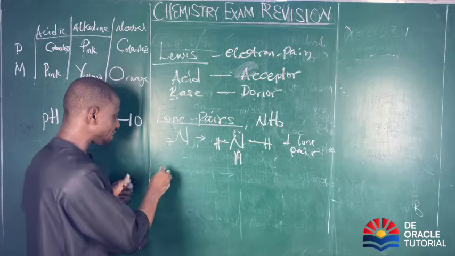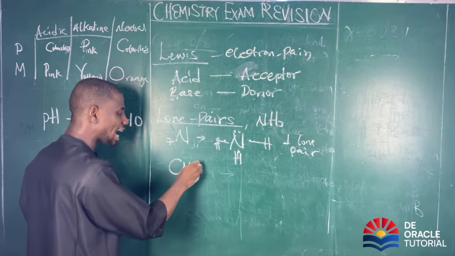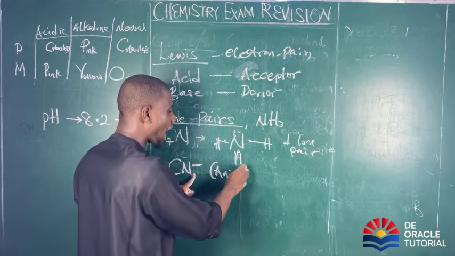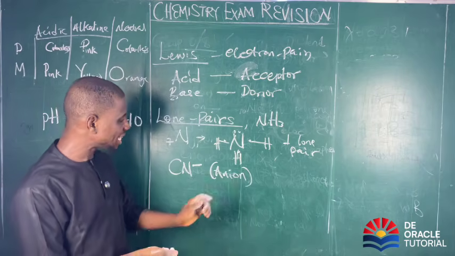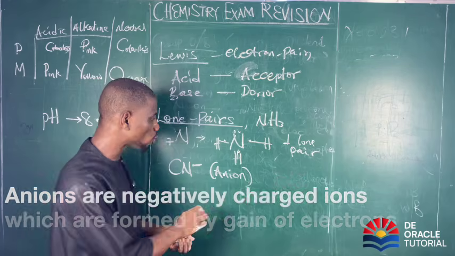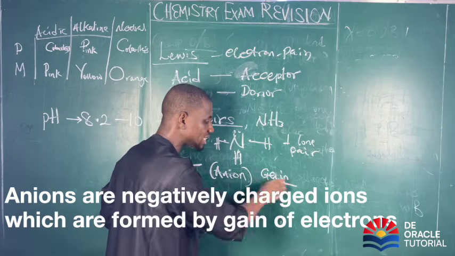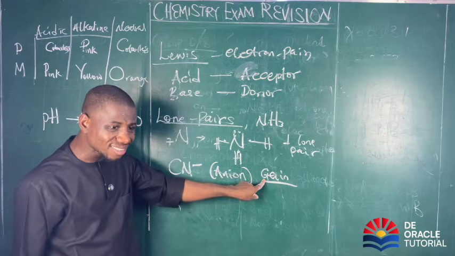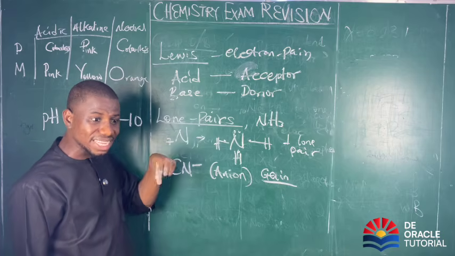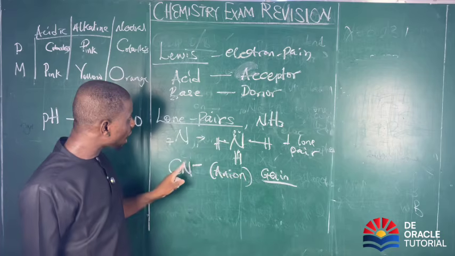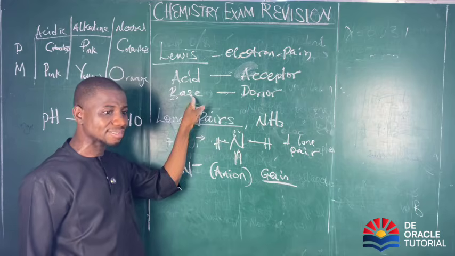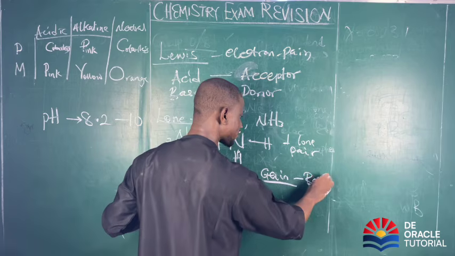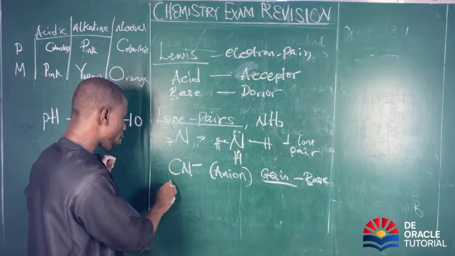Now look at this, another one, cyanide ion. This ion is a negative ion, so this is called an anion. Anions are the negatively charged ions, which are formed by gain of electron. Does that make sense to you? This cyanide ion has an extra electron, so it has something it can donate. So when you are an electron pair donor, are you an acid or a base? A base. So this cyanide ion is also serving as a Lewis base.